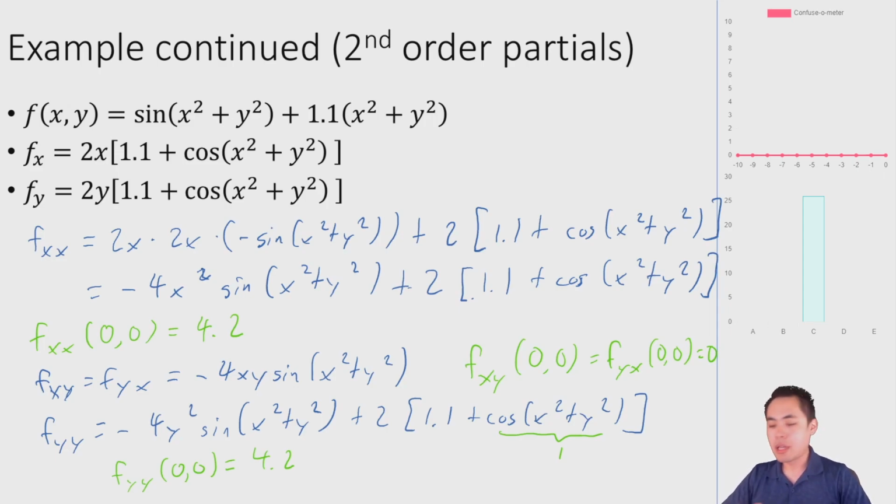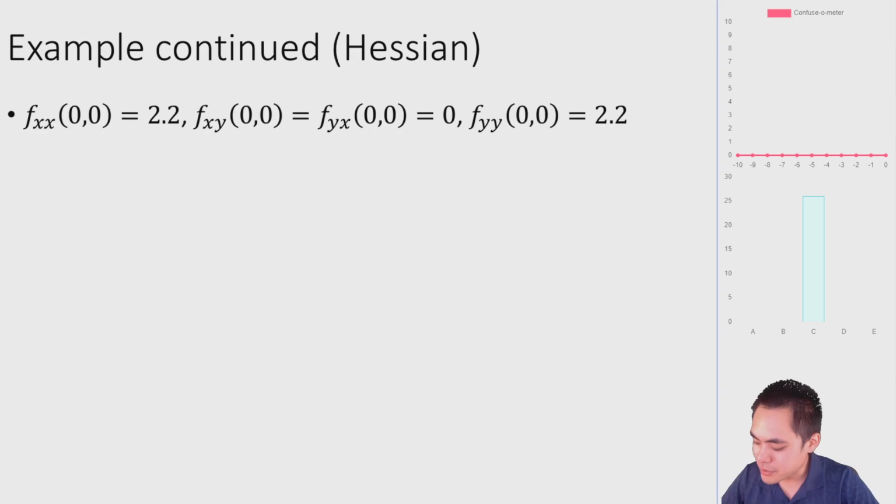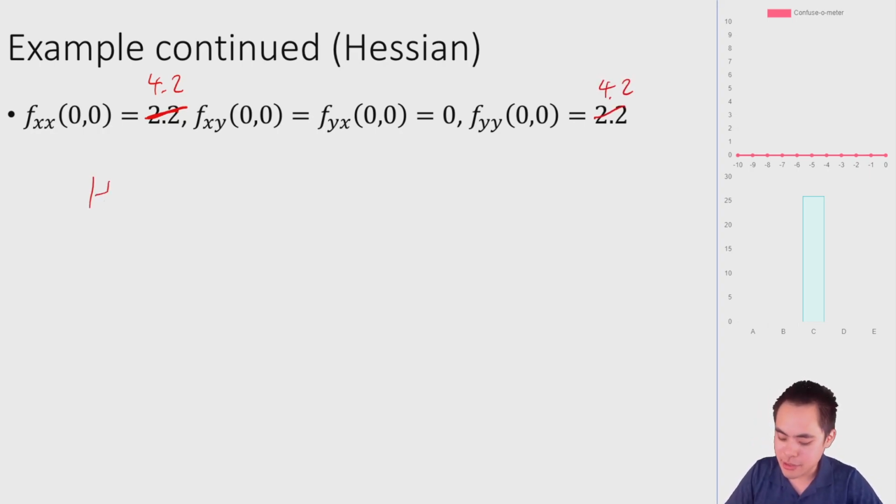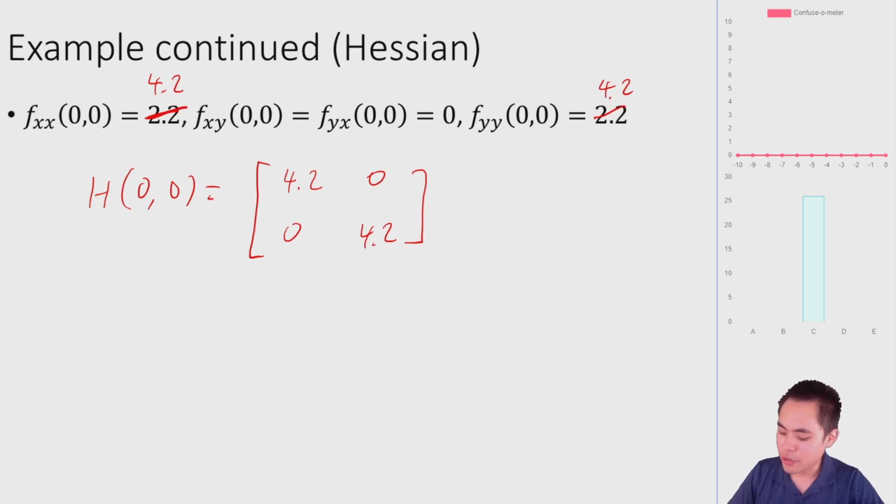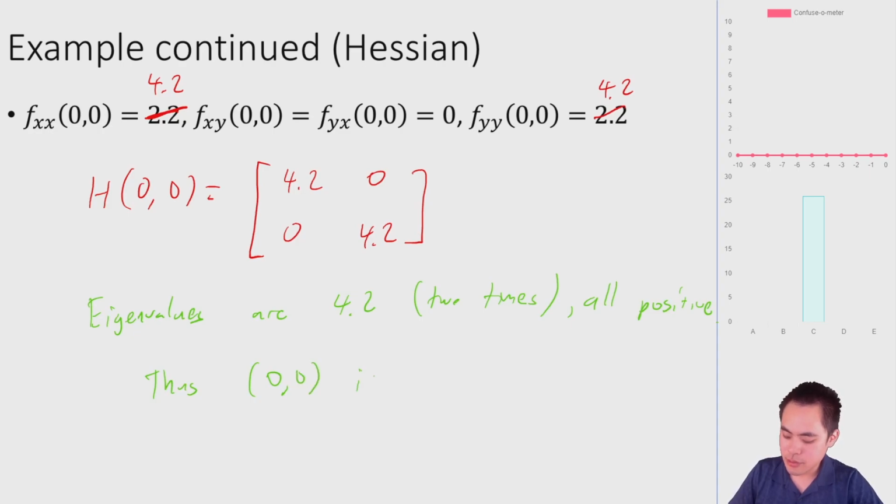Okay, so now we have all the partial derivatives, which I messed up here, so let me correct these. So these are 4.2 and 4.2. You can write the Hessian matrix at 0, 0 as 4.2, 0, 0, 4.2. This is a diagonal matrix, and therefore the eigenvalues are 4.2, twice, but it's still just 4.2, and so they're all positive, so 0, 0 is a local minimum.